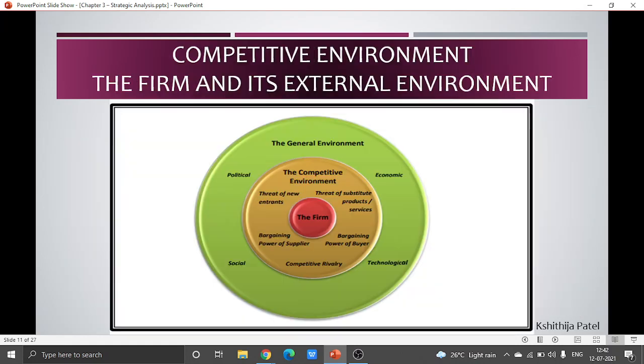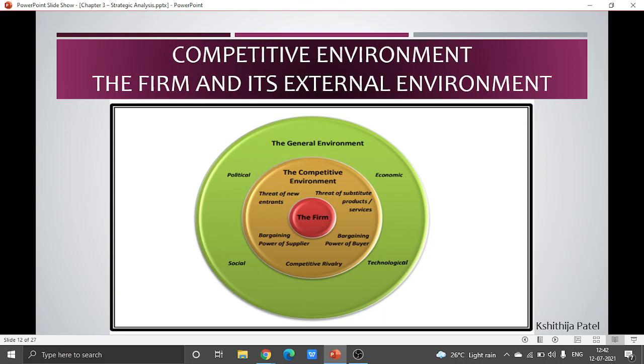So we are speaking about this competitive environment. Now the competitive environment refers to a dynamic system in which an organization competes and also operates. This system is generally referred to as the industry group or the strategic group.